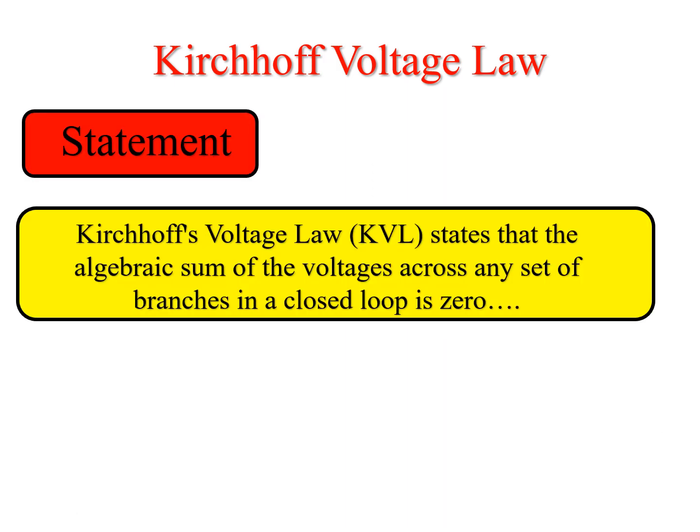Kirchhoff's voltage law says that the algebraic sum of voltage across any set of branches in a closed loop circuit is 0. That is this one. You can see here the summation of voltage in a closed loop is equal to 0.